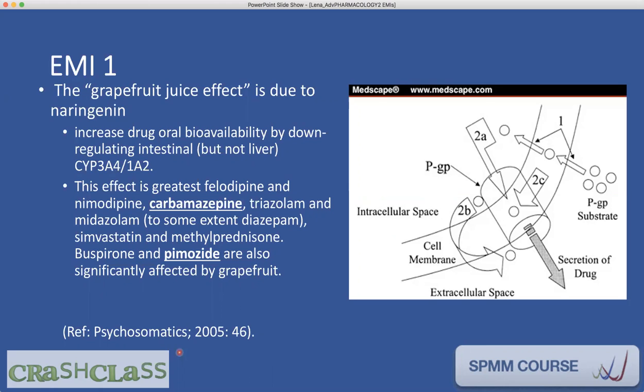So this effect is greatest for calcium channel blockers like felodipine, nimodipine, anti-epileptics like carbamazepine, benzodiazepines like triazolam and midazolam, and to some extent diazepam, simvastatin, and also methylprednisone. Buspirone and pimozide are also other psychotropics that are significantly affected by grapefruit juice.